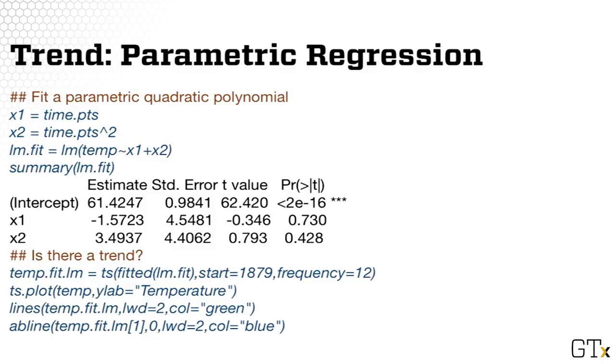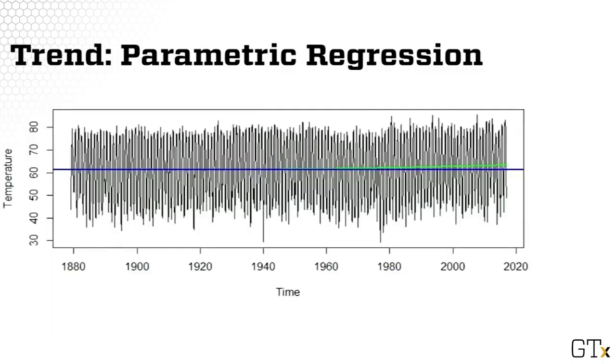I use a similar approach to plot the trend against the observed data. The plot is here. The green line is the fitted trend and the blue line is the constant line. From this plot, we also see a slight increase of the trend as compared to the constant line.